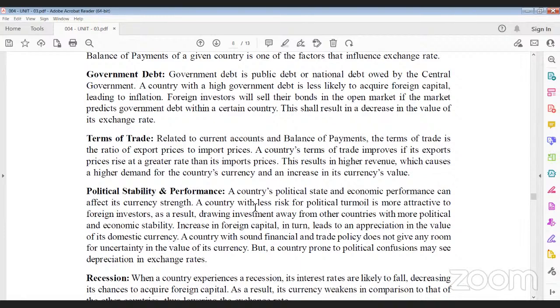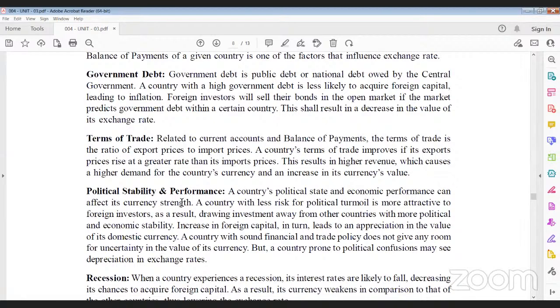Your country's government itself is in debt. Whatever foreign investment you had till date, people start liquidating it. And once it starts being liquidated, it will have an impact on your currency and your exchange rate. Your exchange rate will be reduced, decreased. As a result, it has an impact on the exchange rate of the country.